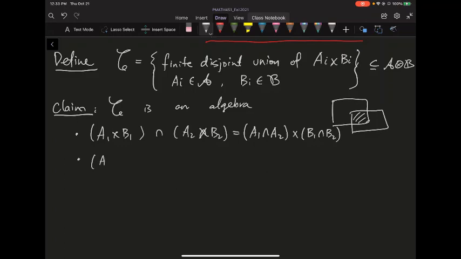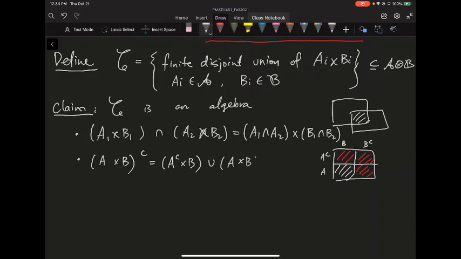And you also need to check the complement. If I have A cross B and I take the complement, what it looks like is this: you have A and its complement, and you have B and its complement. Here is your A cross B. Its complement looks like the union of three disjoint boxes. You can write it as A cross B complement, union A complement cross B, union A complement cross B complement. So C is closed under intersection, closed under complement, and you can verify, of course, that it is closed under finite union. So C is an algebra. Exercise.